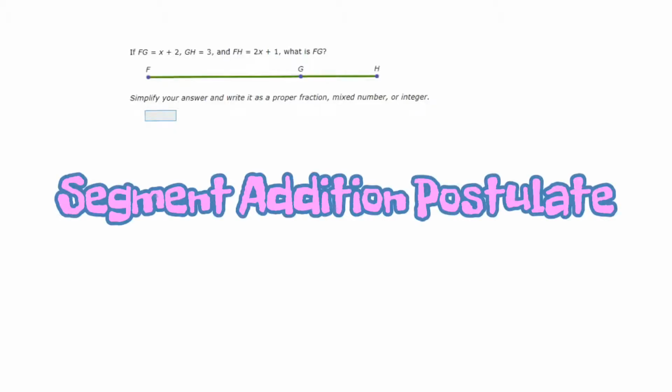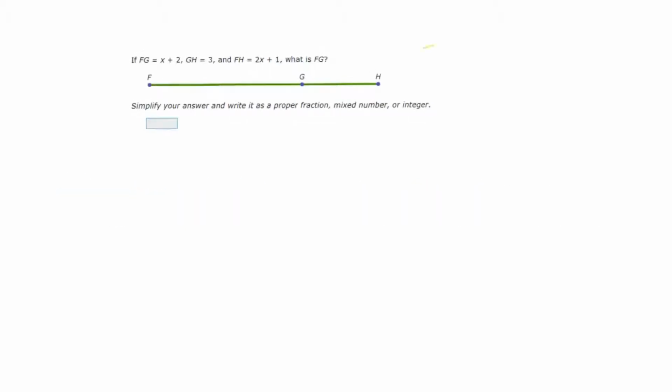Okay, we're talking about the segment addition postulate. Basically, what this is telling us is that if you have two segments that make up one big segment, you can add those two segments, FG plus GH, and set it equal to the whole segment, FH.